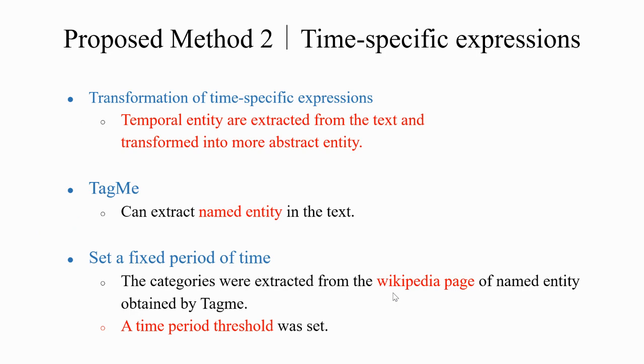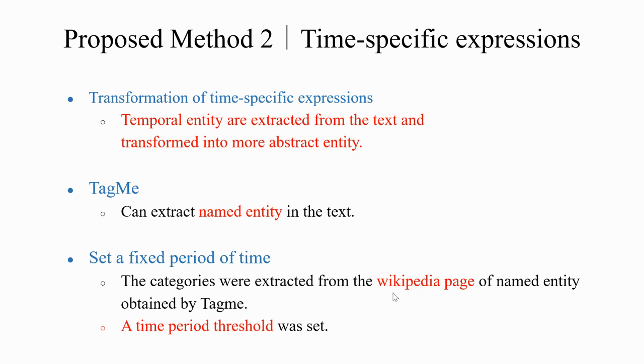In this study, temporal entities are extracted from the text and transformed into more abstract entities. To extract temporal entities from sentences, we use a tool called TagMe. This tool can extract named entities in the text. The next step is to set the period during which a named entity is judged to be a temporal entity.